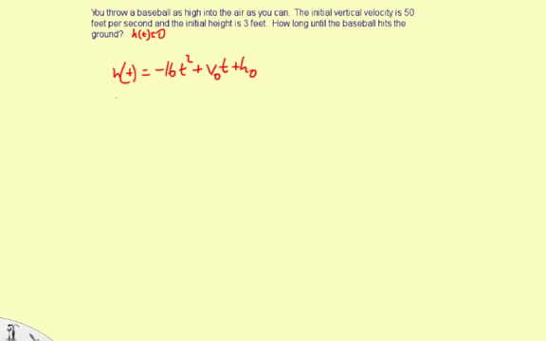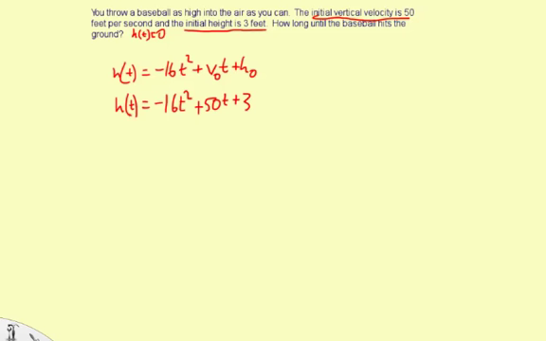So I can go ahead and fill in those values in the function because they're given in the problem. h of t equals negative 16t squared plus v0, the initial vertical velocity, which is right here, 50 feet per second, so plus 50t, and then plus h0, the initial height. Initial height is 3 feet, plus 3.